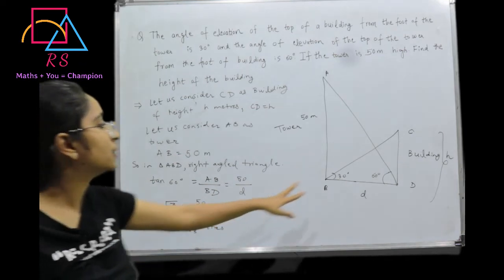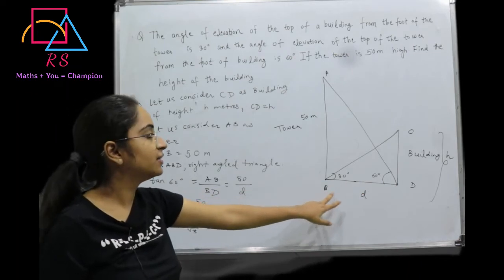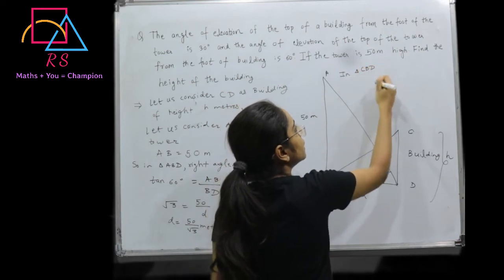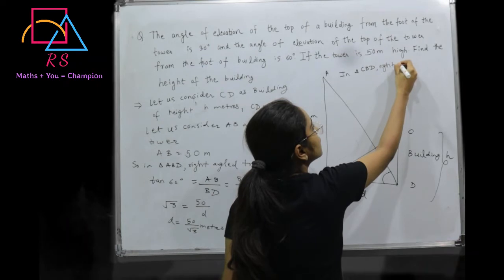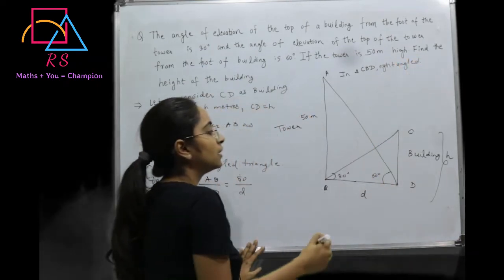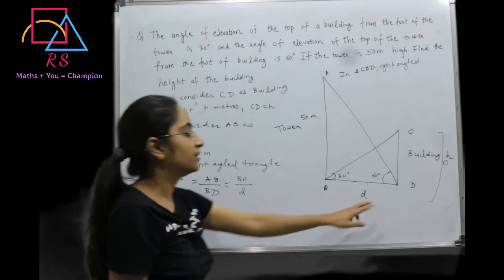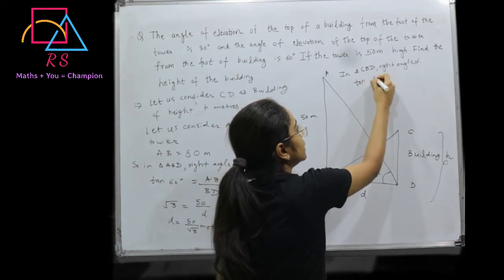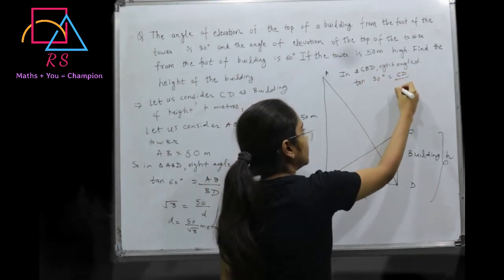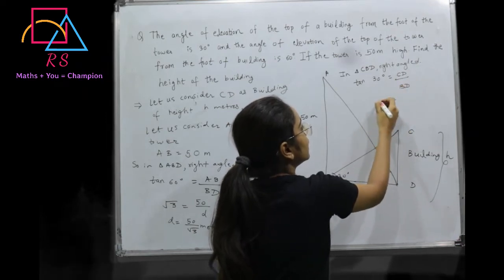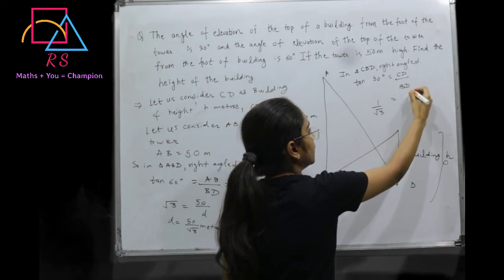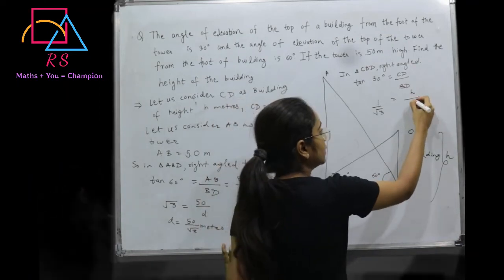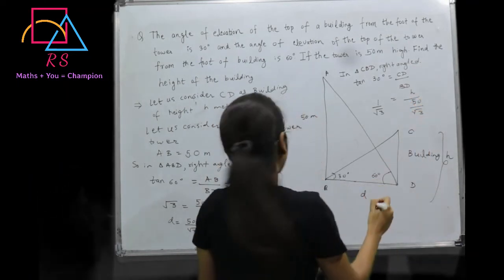Now I will consider the second triangle, which is CBD. In triangle CBD, which is right angled, I know the value of D now. I just need to find the value of H. Tan 30 degree is equal to CD upon BD, and tan 30 is 1 upon root 3. We put CD as H, which we have to calculate, and BD we have calculated as D, which is 50 upon root 3 meters.